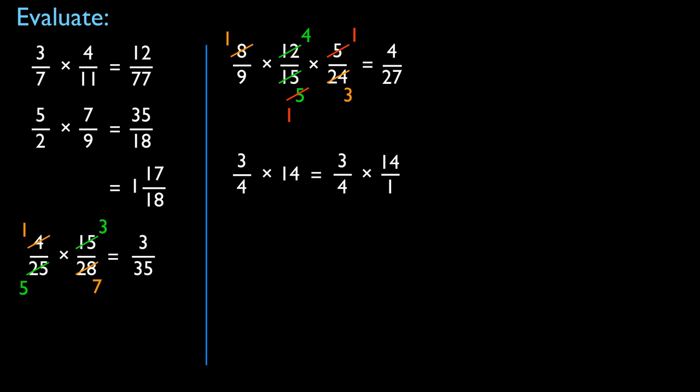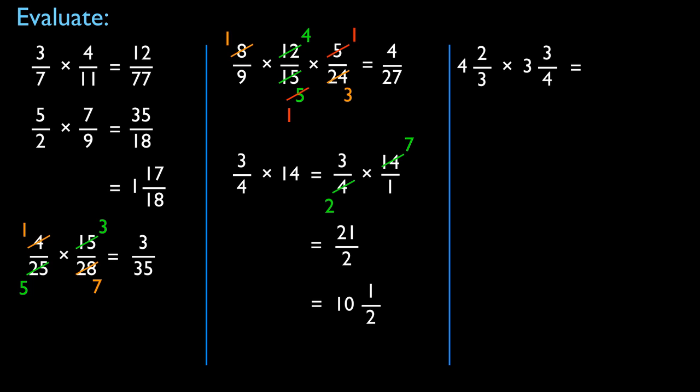Once again, I look for any common factors, any reducing that can be done in the numerator and denominator. I recognize that 4 and 14 are each divisible by 2, so I go ahead and do that. The 14 becomes 7, the 4 becomes 2. That's all the reducing that can be done. So we get 3 times 7, which is 21, over 2 times 1, which is 2. And once again, if your teacher would prefer you to put that answer as a mixed number, you'd write it as 10 and 1/2.